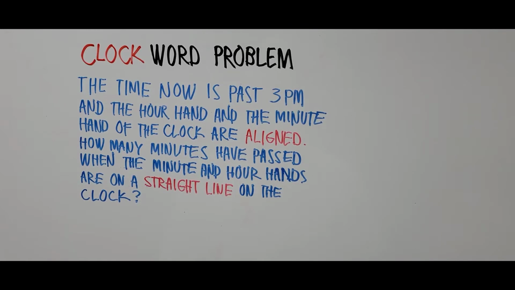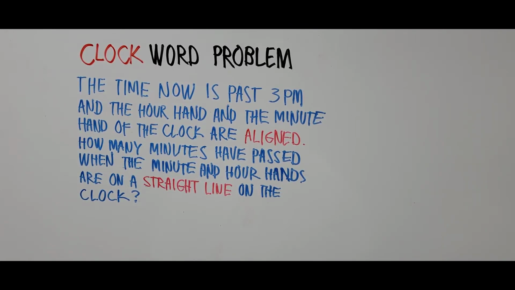We have a new clock word problem, an algebra clock word problem, on the board. It says the time now is past 3 p.m. and the hour and the minute hand of the clock are aligned. How many minutes have passed when the minute and hour hands are on a straight line on the clock?